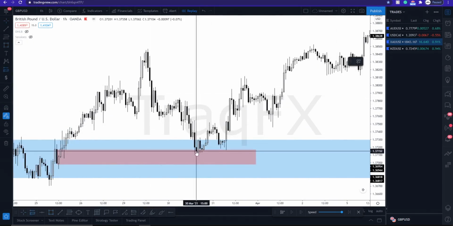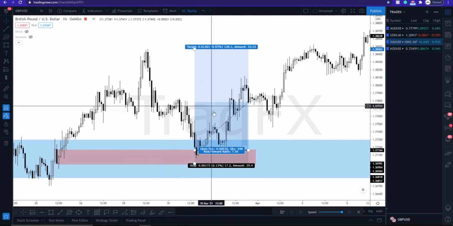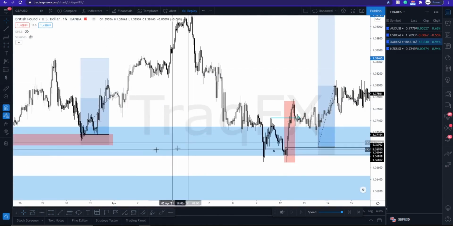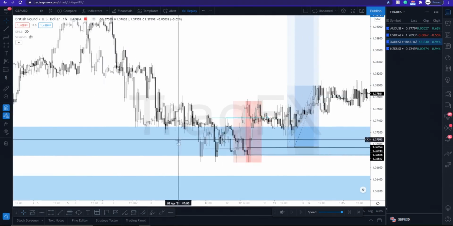So let's say we did enter over here, stop loss at the low. At this point, we would just target the next high, or you could hold it long term, whatever you want. Now, if you did hold it long term, you would have got stopped out because the market came back down. But just because you get stopped out, that doesn't mean that you're wrong.